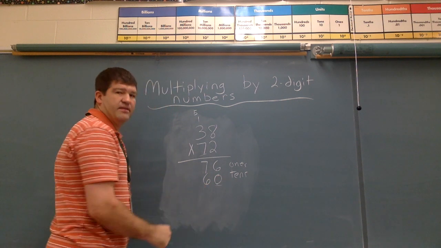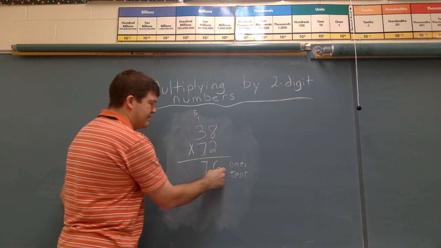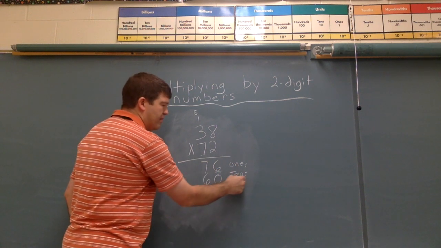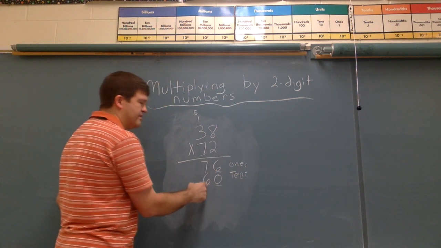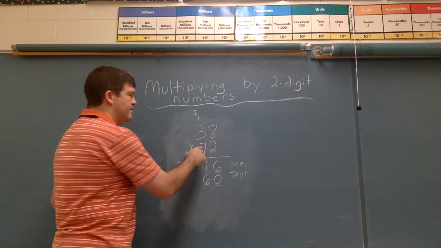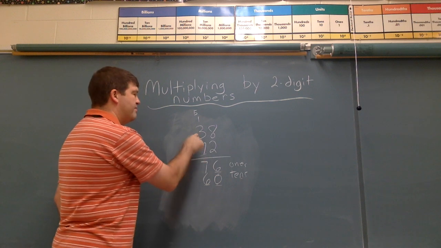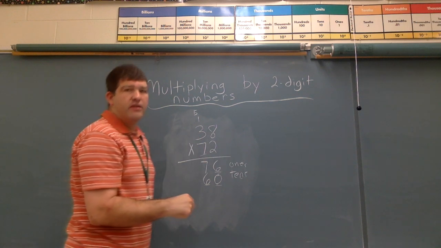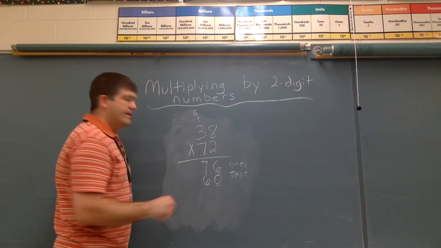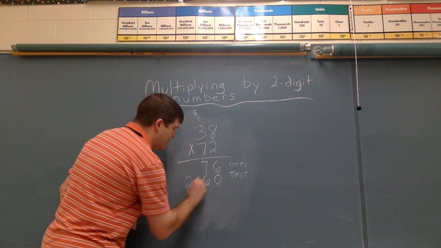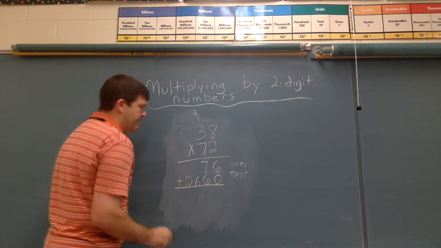So I start here. When I start in the ones, I can start right in that ones place. But when I go to my tens, I got to start in this tens. So I put the 0 here, there. Okay, so I did 56. And then I do 7 times 3 is 21, plus 5 more is 26. Line them up and add them.